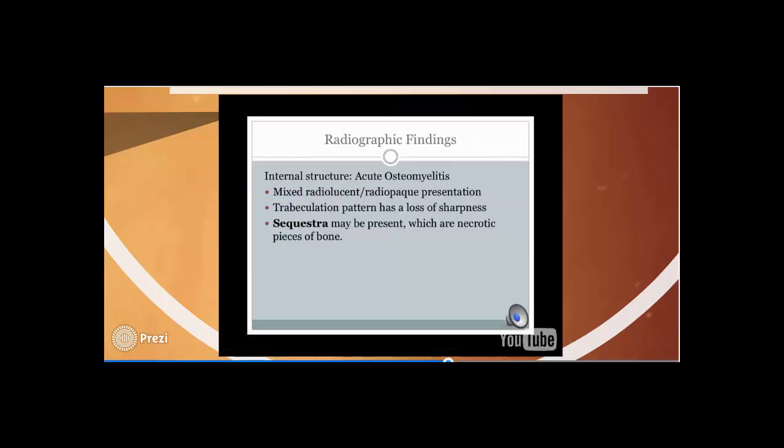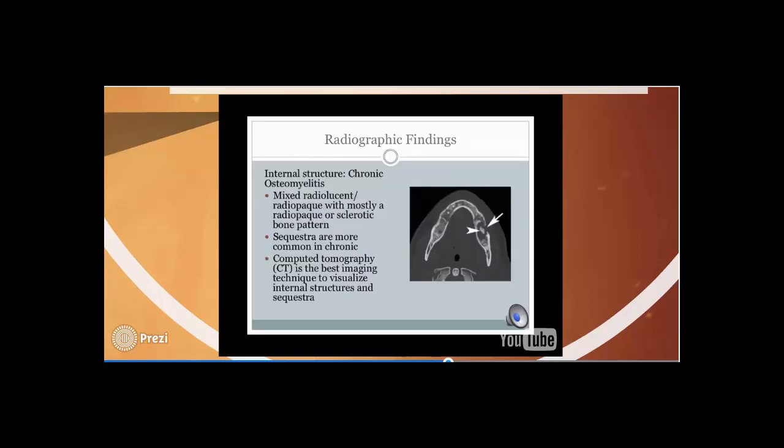The trabeculation pattern has a loss of sharpness. Sequestra may be present, which are necrotic pieces of bone. They appear as islands of non-vital radiopaque bone surrounded by a region of radiolucent bone. The chronic form is also mixed, with mostly a radiopaque or sclerotic bone pattern. Sequestra are more common in chronic.